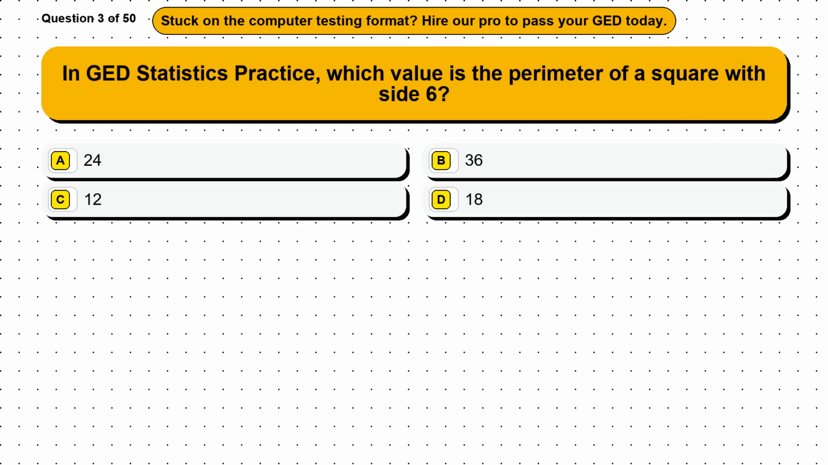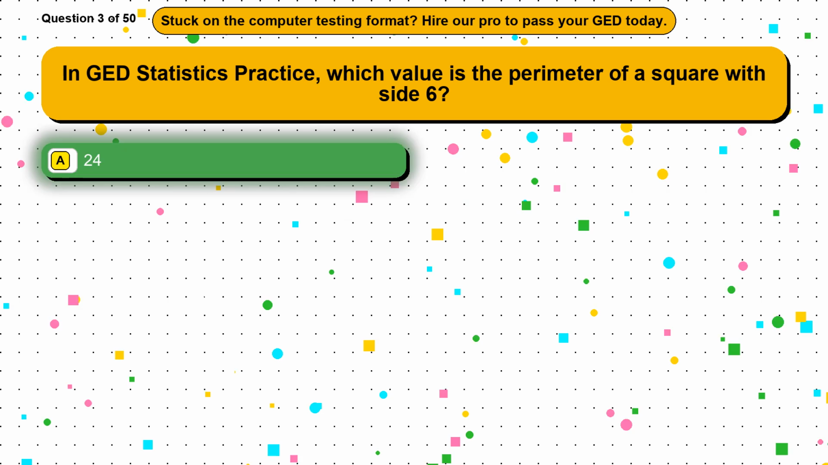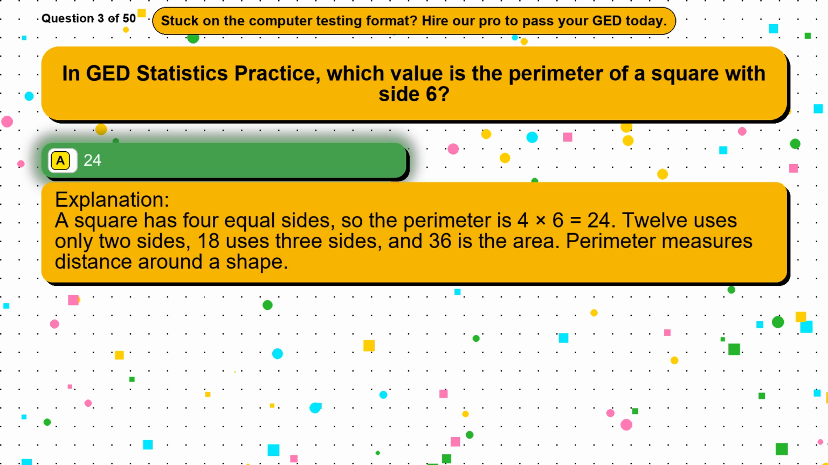Question 3. In GED Statistics Practice, which value is the perimeter of a square with side 6? Option A, 24. Option B, 36. Option C, 12. Option D, 18. The correct answer is option A. 24. A square has 4 equal sides, so the perimeter is 4 times 6 equals 24. 12 uses only 2 sides, 18 uses 3 sides, and 36 is the area. Perimeter measures distance around a shape.